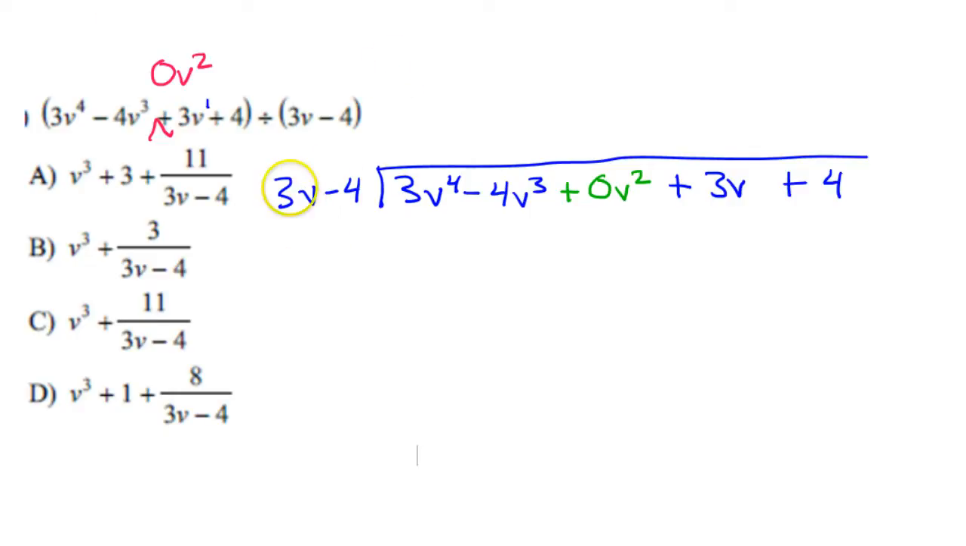So what you do is, when you're doing long division, you start off by looking at the first two terms. And you ask yourself, 3v times what will give you 3v to the 4th power? Obviously, 3 times 1 is 3. So let's just look at the v's. V times v to the 3rd power will give me v to the 4th power. So I'm just going to put my v to the 3rd power right here, lining it up with the v to the 3rd power in the problem.